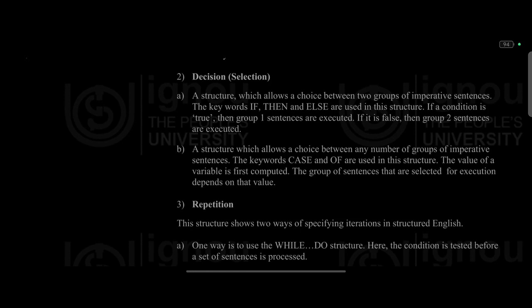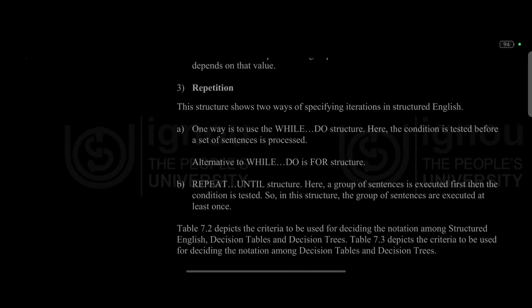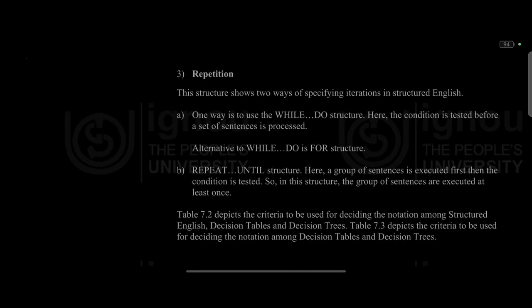The value of a variable is first computed. The group of sentences that are selected for execution depends on that value. Repetition. This structure shows two ways of specifying iterations in structured English. One way is to use the while do structure.